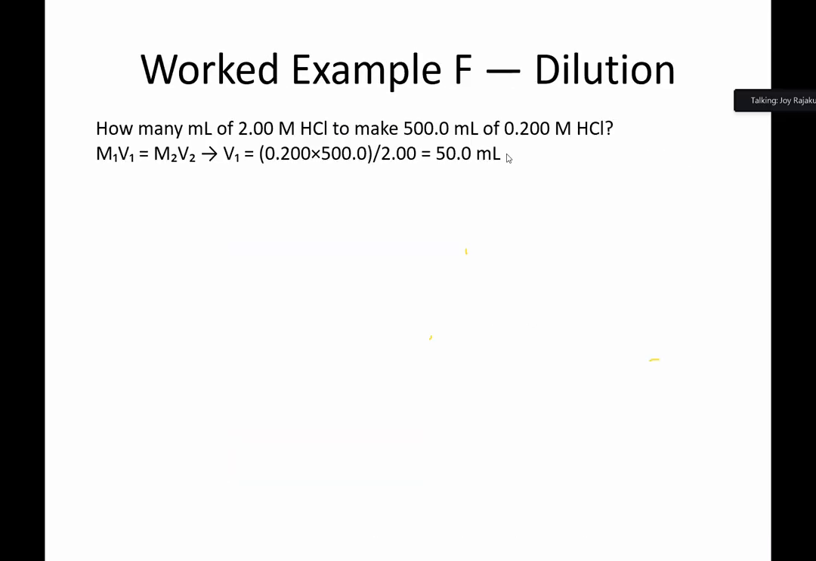So here, concentration and dilution. I have explained the summary in the presentation. And here is another calculation. You can see: how many milliliters of 2 M HCl are needed to make 500 milliliters of 0.2 M HCl? Do it.